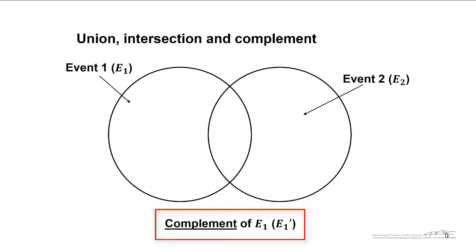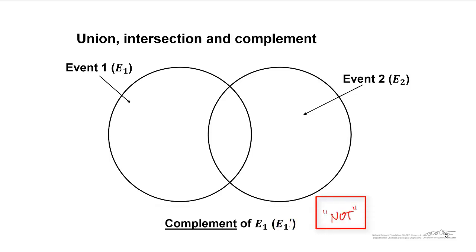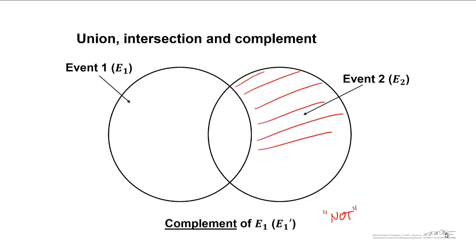The complement of an event, also denoted by this apostrophe, essentially you can think of as not. So it's not event 1. And graphically here you might think, well, it's not in this circle on the left, so that means it has to be everything to the right.